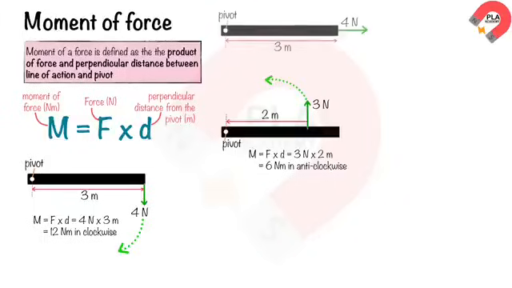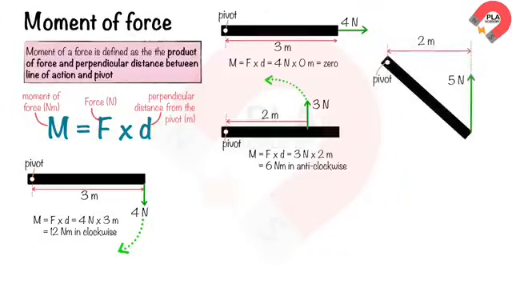Third example, a 4 newton force acts at the end of the beam along the pivot, as shown. This causes the moment to be 0, because the force acts along the pivot, causing the perpendicular distance from the pivot to be 0. Fourth example, a 5 newton force acts at the end of the beam, and there is 2 meters perpendicular distance between the line of action and the pivot. This causes the anticlockwise moment to be 5 times 2 equals 10 newton meters about the pivot.